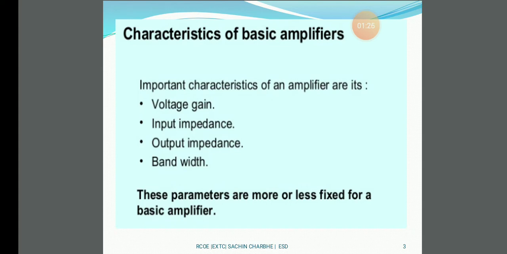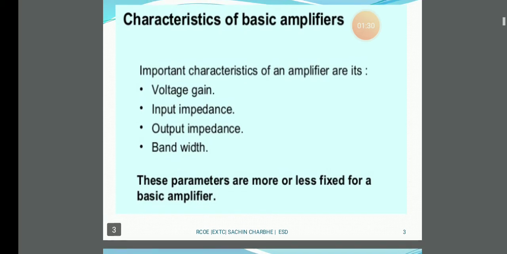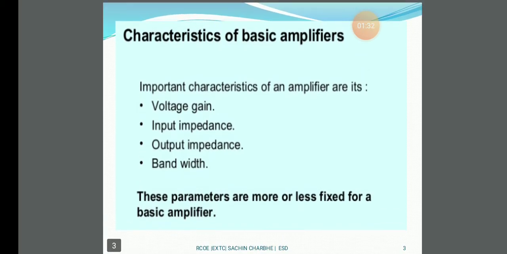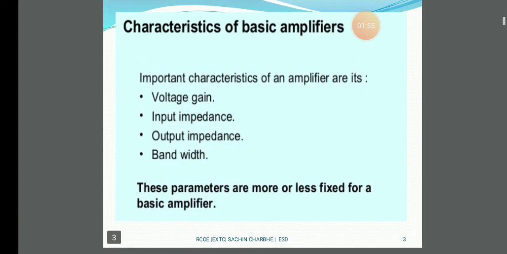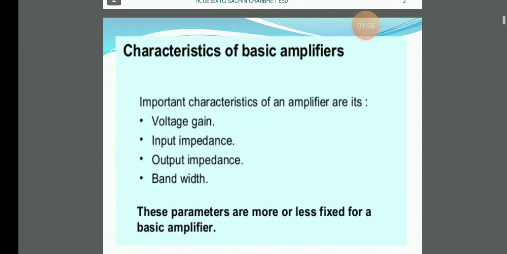Voltage gain is a very important factor. The output of the amplifier depends on the gain, how much gain we multiply to the input. Then input impedance and output impedance: we have to match the output impedance of the amplifier with the input impedance of the device. Now bandwidth: according to the bandwidth, you have to select the devices. These parameters are more or less fixed for a basic amplifier.